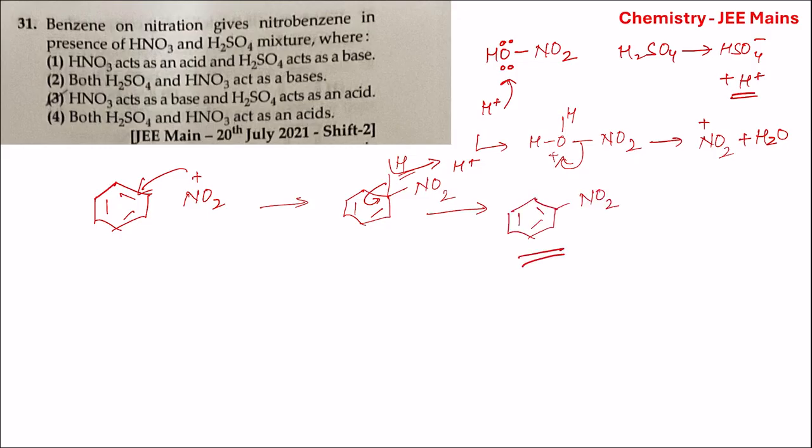So as can be seen during the reaction mechanism, H2SO4 gives H plus ion, so it acts as an acid, and HNO3 accepts H plus ion, so it acts as a base. So the correct option is option 3. HNO3 acts as a base and H2SO4 acts as an acid.